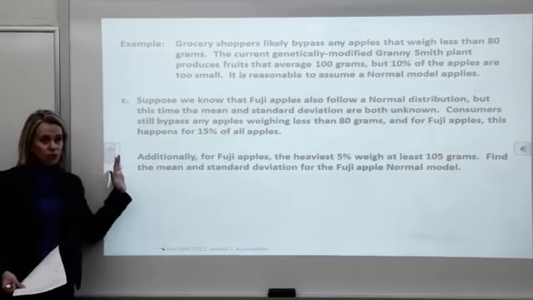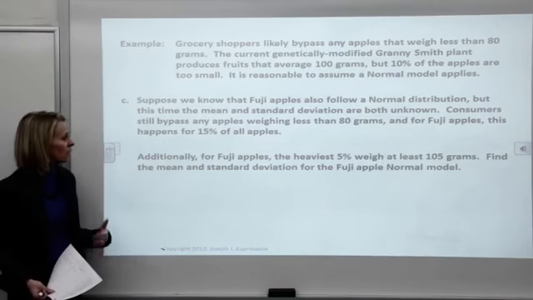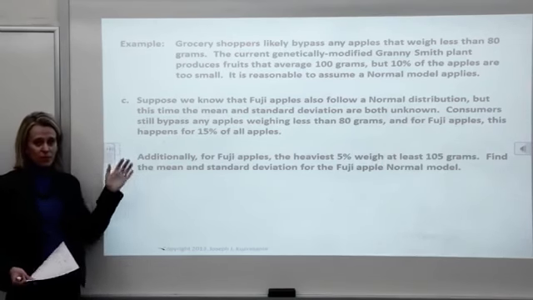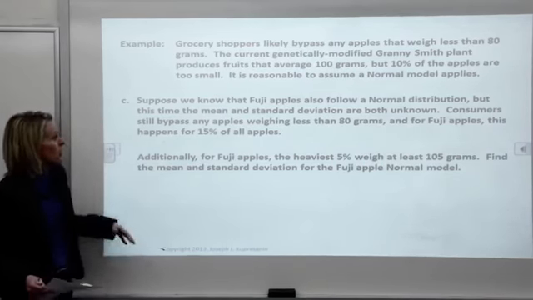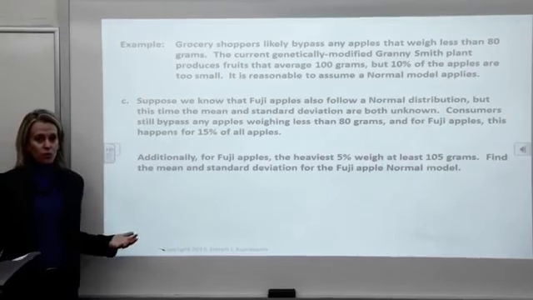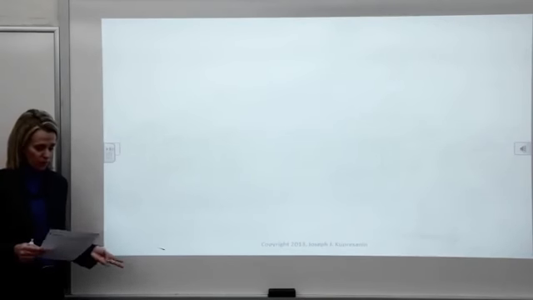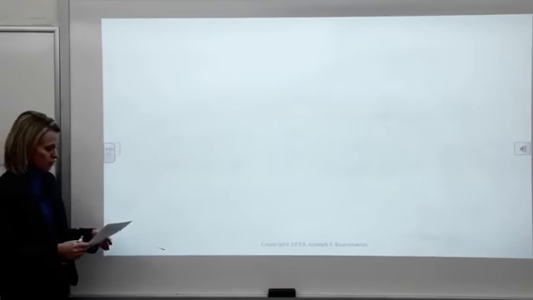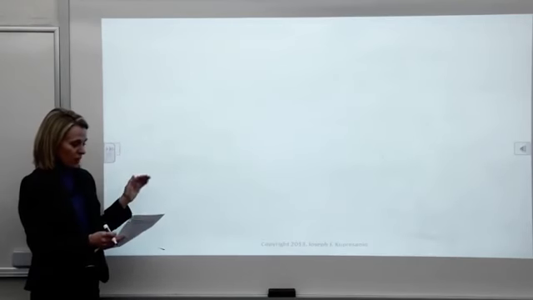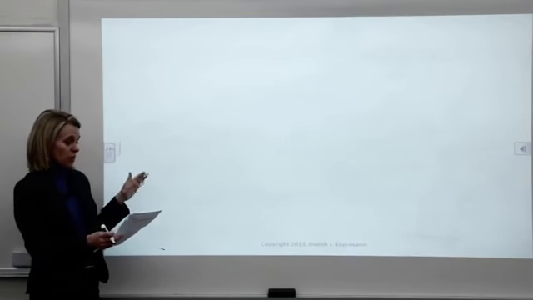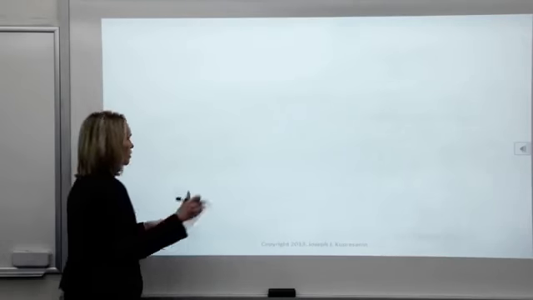Okay, you've got this written in your notes. I'm going to go to a clean slide to do the work, and I'll be referring back to the information here. So the first thing that we want to do is draw some pictures. We don't know what the mean is, we don't know what the standard deviation is. We're going to start with pictures of the standard normal model. So first, let's use the fact that we know that 15% of apples are too small.